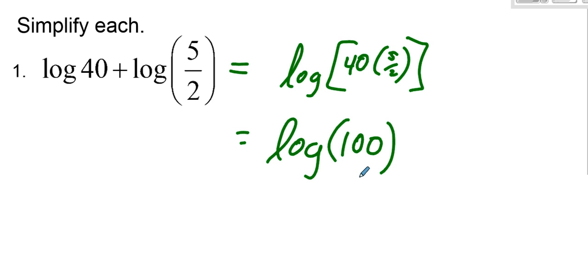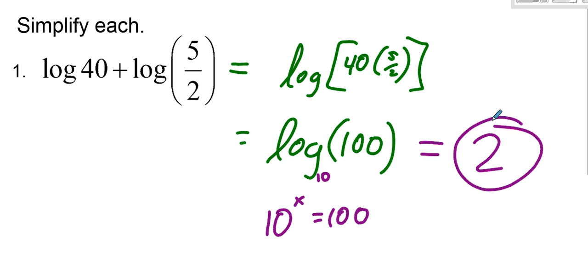And if you're not careful, you stop there, and you don't take the extra step to realize that this is saying log base 10, which means it's asking 10 to what power equals 100. So the final answer is just 2, because 10 squared is 100.